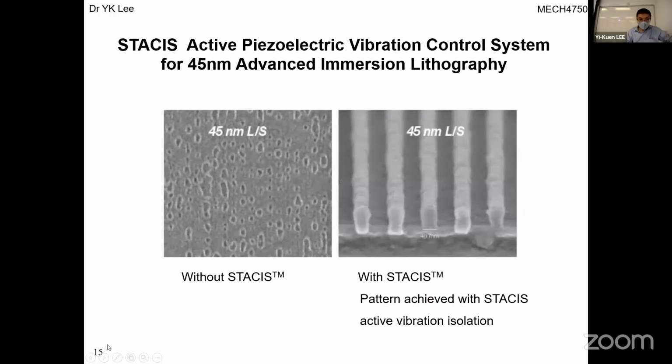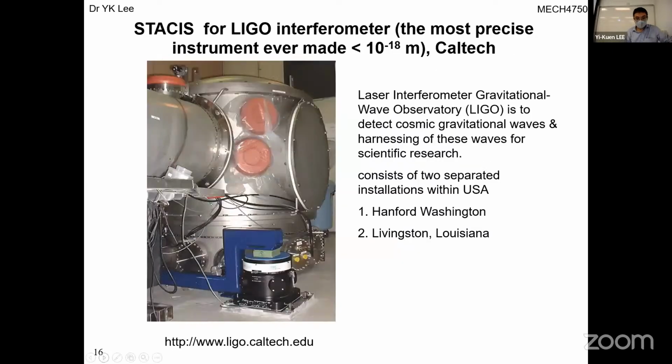And here it demonstrates, you can see, what happens without this kind of active vibration control system for making this kind of nano device, so it's clear. If you have no active vibration system, then you cannot really make this 45 nanometer microstructure. This shows the importance of active vibration control system.